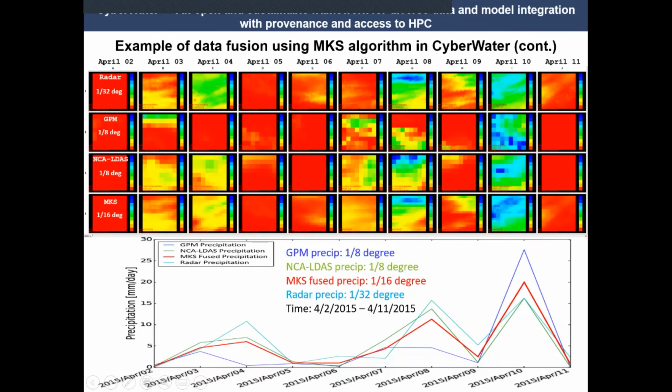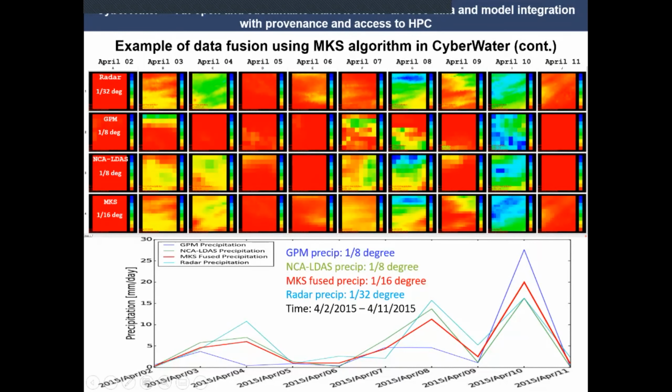As you can see from this, by the way, each column represents the daily precipitation for that day, and we have 10 days here. From this, what you can see is that sometimes these three different data products give you similar magnitude of precipitation and also similar spatial patterns. But sometimes the data gives you a very different magnitude in terms of precipitation intensity, and the spatial patterns are very different. So with our CyberWater tools, you can easily display the different data products. And also if you want to get a fused data product, you can use our MKS capability to fuse them easily.